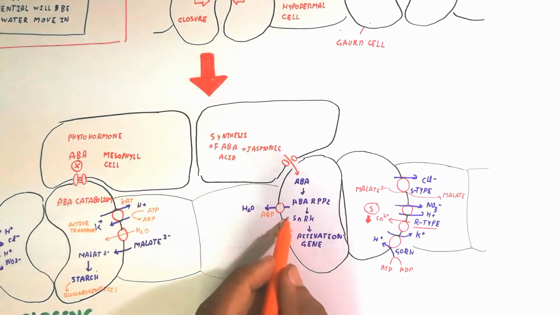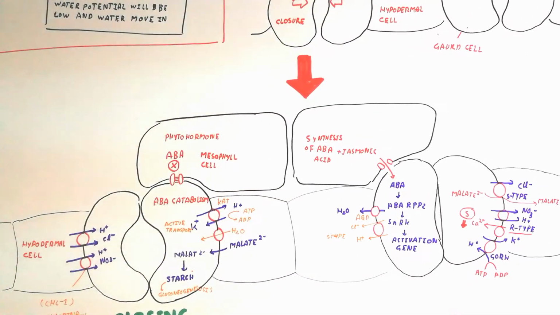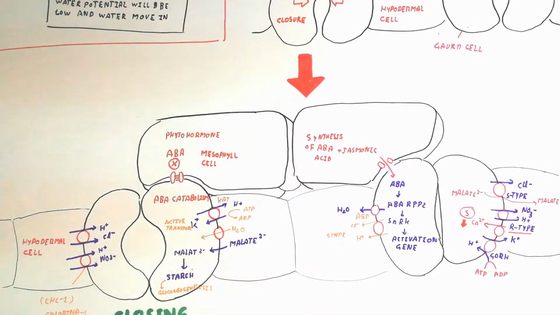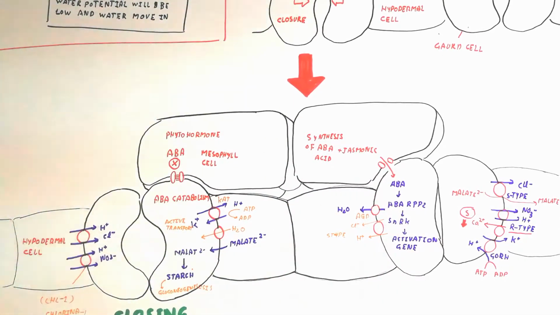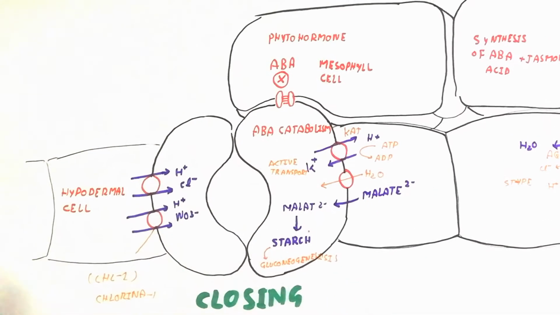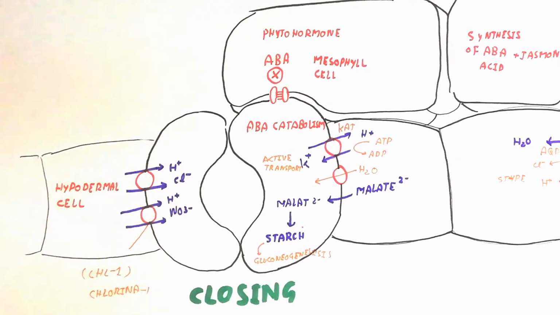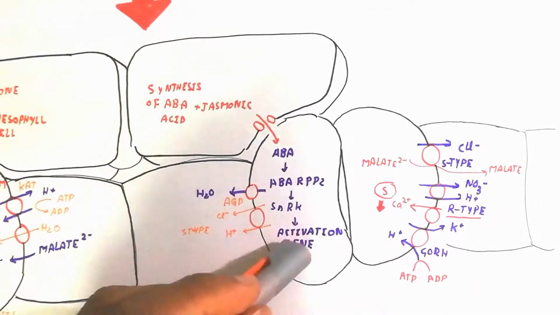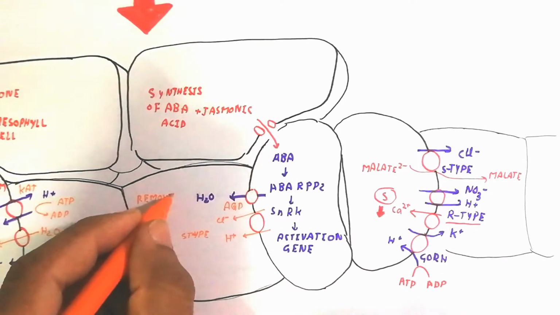Calcium is very important. Here is abscisic acid, which goes to RPP2 and into the SnRK, which changes the protein. Abscisic acid is responsible for the activation of genes, which are triggered to excrete the water from the guard cell. So in the excretion, the aquaporin will release and chloride ion will be released also.